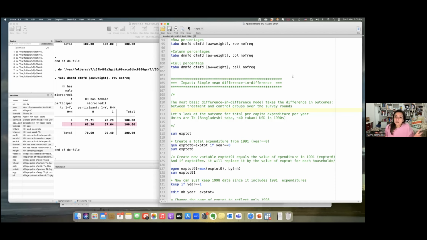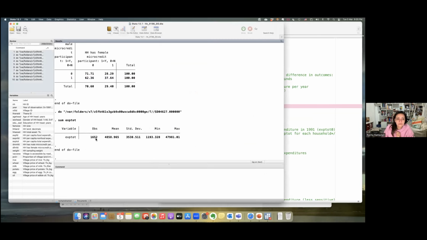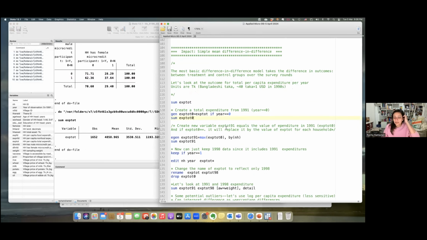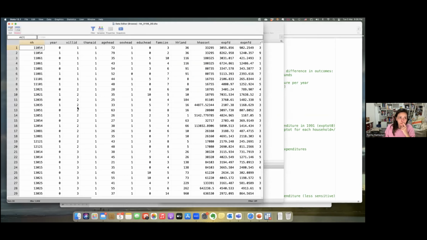So it is a simple comparison of the mean of my variable of interest, to see if there is a difference between the means of these two groups or not. The variable of interest, as I said, is the per capita total expenditure. So we have 1652 observations. The minimum value is 1193 taka, and the highest value is 47,981 taka.